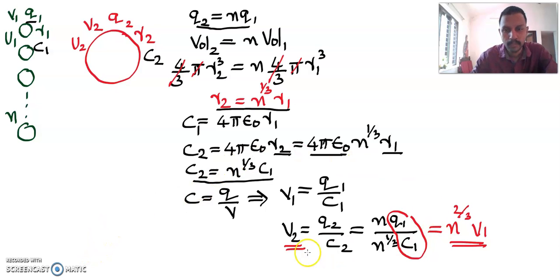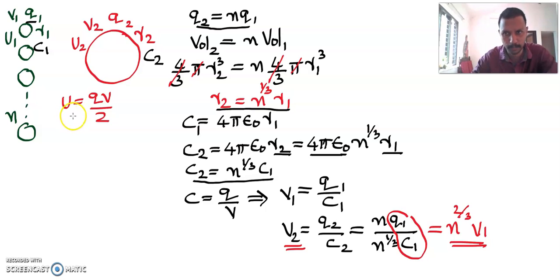Now we know the final potential of the bigger sphere is V2 is equal to n raised to 2 by 3 V1. Next we have to find out the relation between energy of the two. For that, let's say the energy of the capacitor. What was the expression for energy stored in a capacitor? There were three expressions. I am writing U is equal to QV by 2. This is one expression for energy stored in the capacitor.